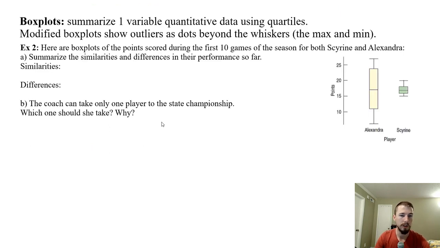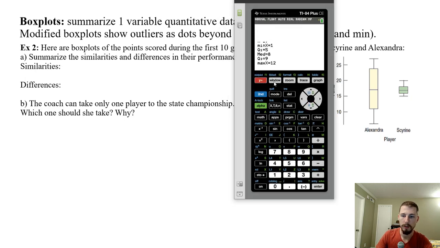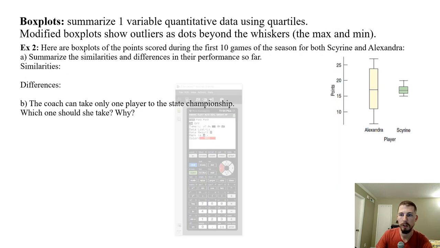All right, box plots summarize one variable quantitative data using quartiles, which means the 5-number summary: minimum, so 0, 25, 50, 75 percentile, and then the maximum. Modified box plots show the outliers as dots beyond the whiskers with the max and the minimum. We always use the modified box plots. So if we're looking at our different graphs here, our modified box plot is the 4th option, where we don't use the 5th option because that's just a normal box plot. We always want it to check for outliers for us, essentially.